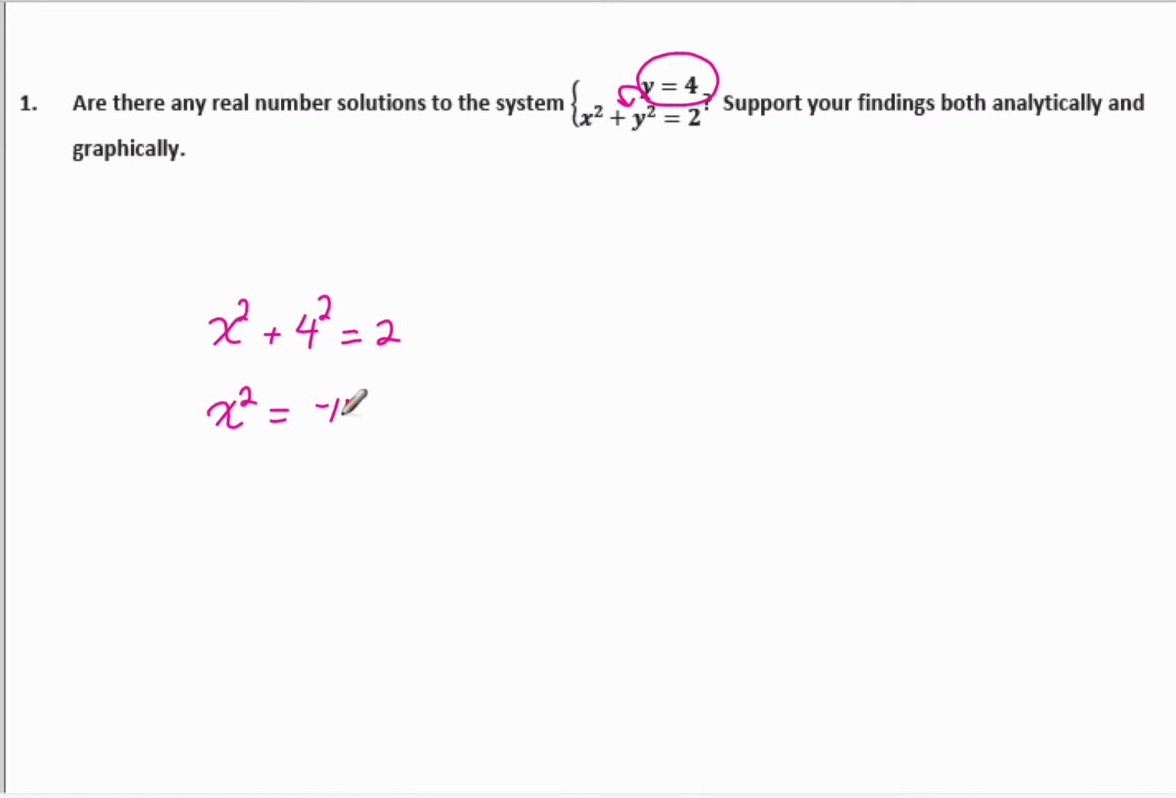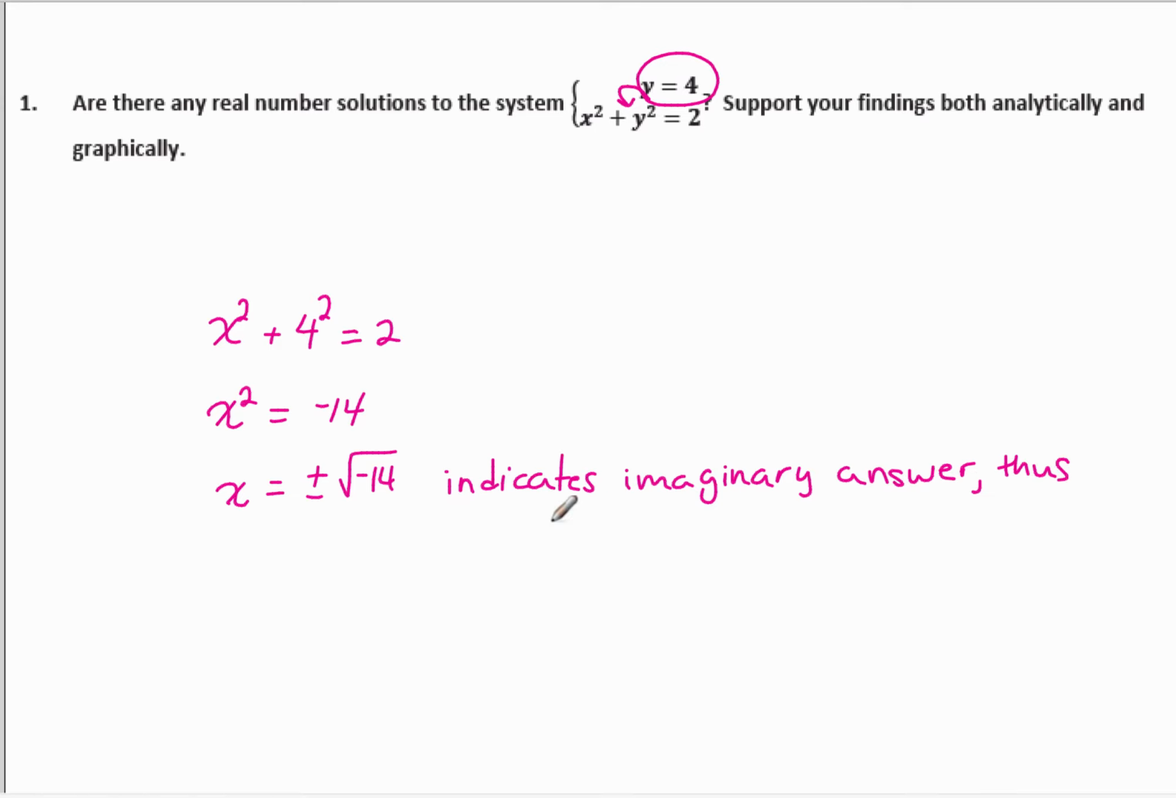we get negative 14. And then we would know that x would have to be the plus or minus square root of negative 14. And this indicates an imaginary answer. Thus, the two graphs don't intersect. And that would be a full and complete reason and something we would look for on the regions.